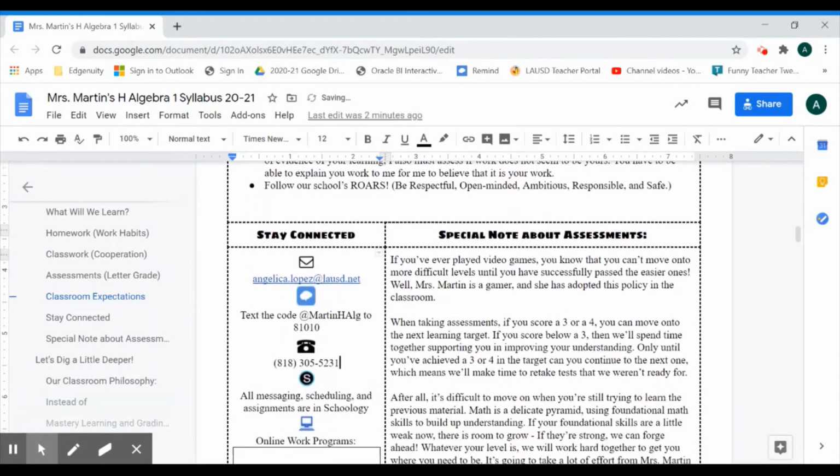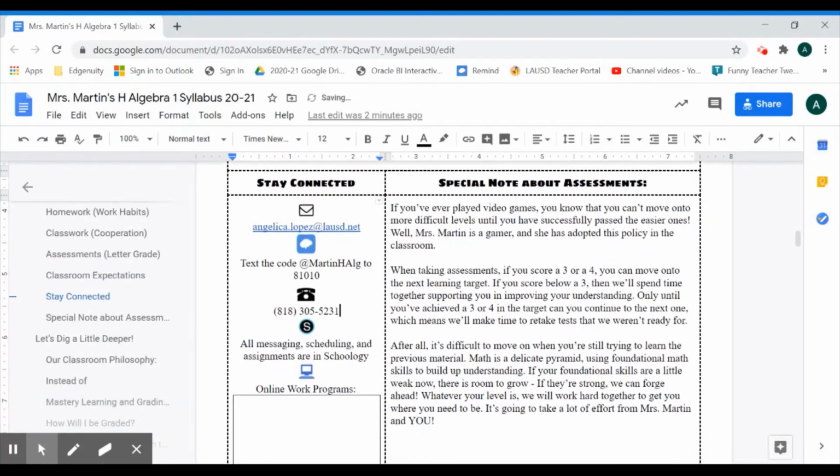Moving along, there are many ways for you to stay connected with me. There's email, there's Remind, there's my Google Voice phone number, and of course, there's Schoology, that central hub where everything is located. So feel free to contact me at any one of those. During the school day, Schoology is probably the best way to contact me. After the school day, you can probably message me on Remind. Those go straight to my phone. And your parents could always contact me with that Google Voice phone number.